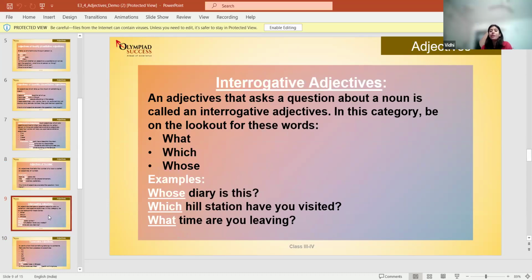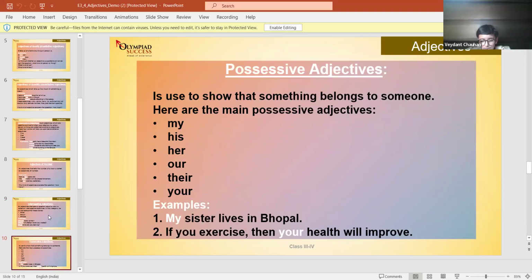Interrogative adjectives, very easy. They ask questions about a noun, like whose, which and what. Whose book is this? Which temple did you visit? What time are you leaving? Clear? Possessive adjectives, when we talk about something that belongs to someone: my, his, her, our, their, your. All these words are possessive adjectives.